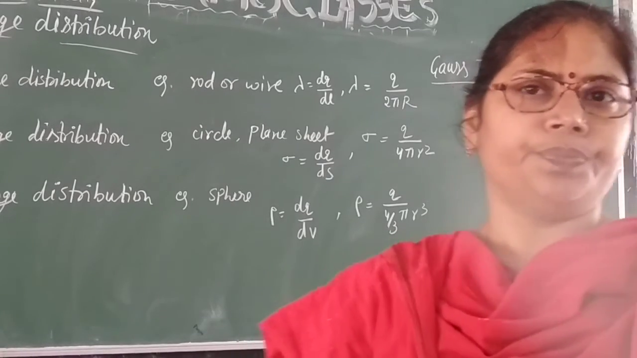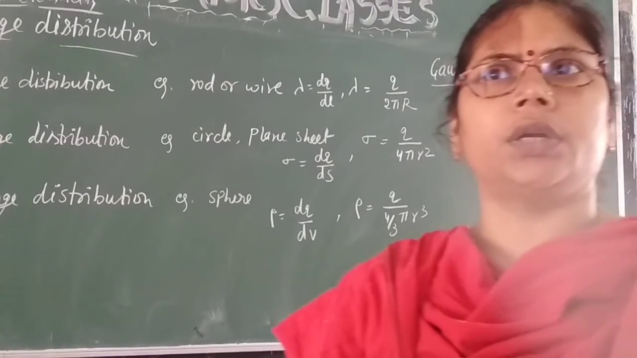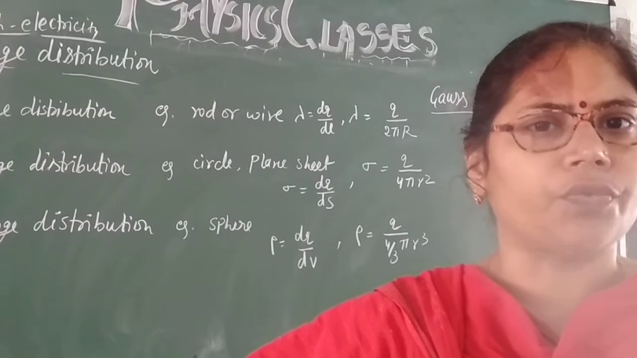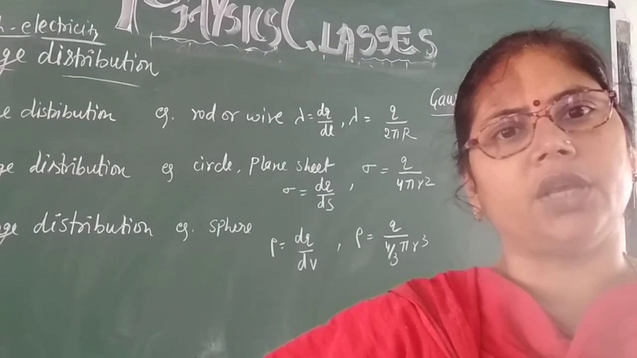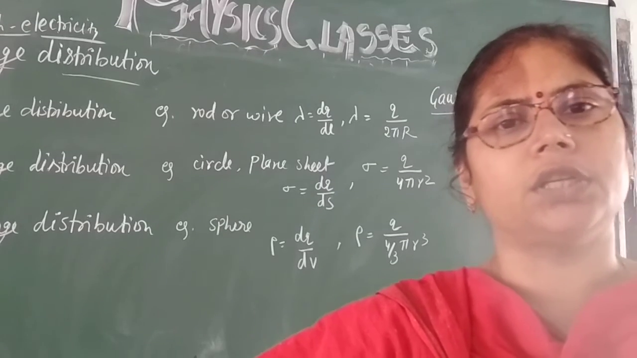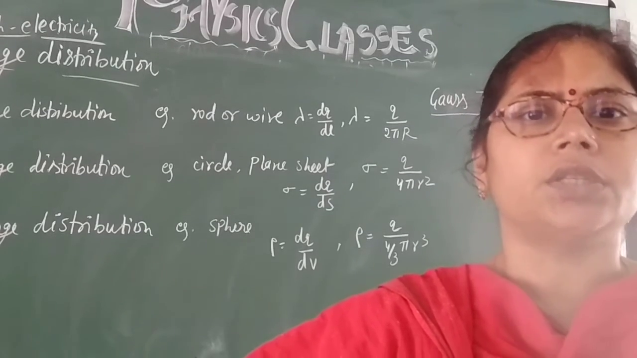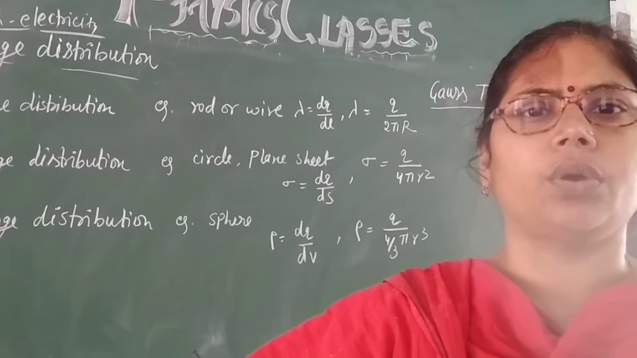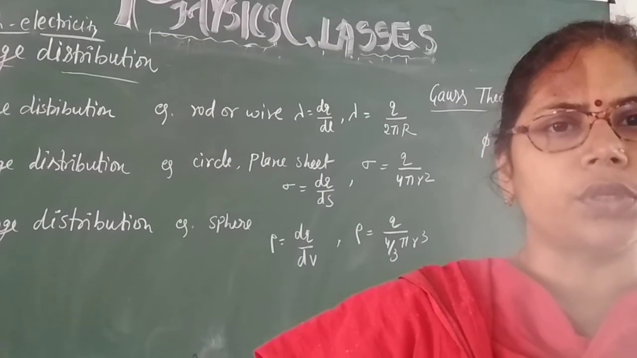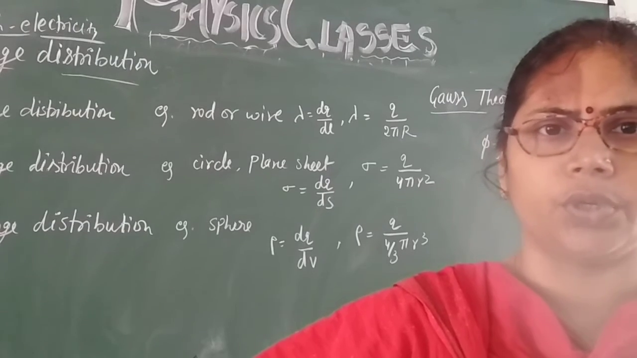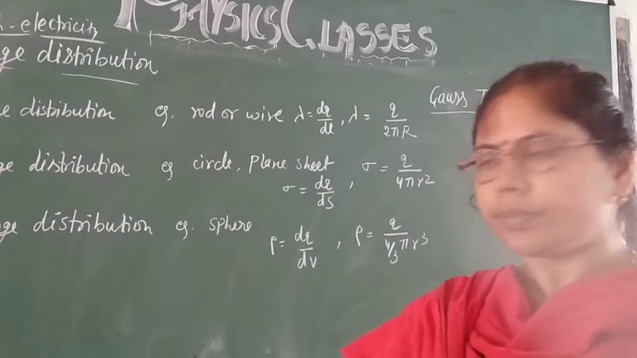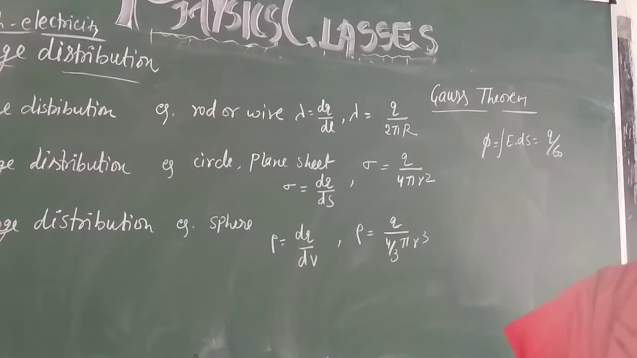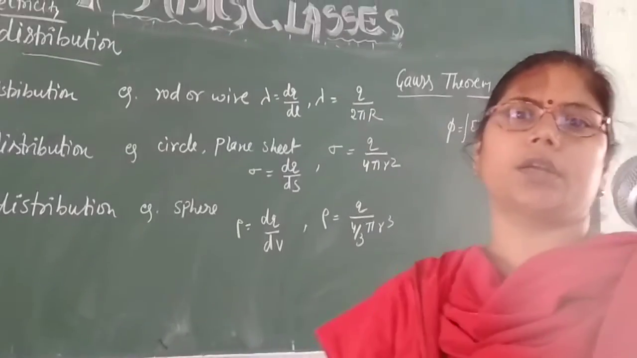Before Gauss theorem, we have to study the Gaussian surface. What is a Gaussian surface? A Gaussian surface is an imaginary or hypothetical surface which encloses the charged body where the charge is distributed in that region of the conductor.